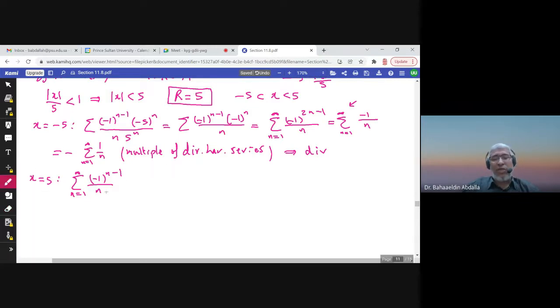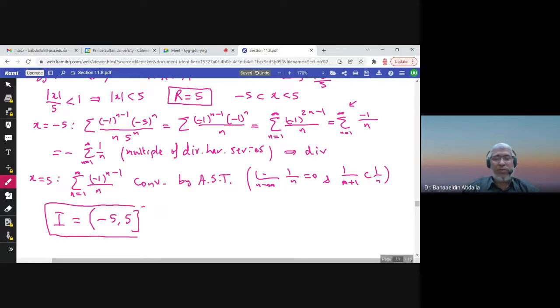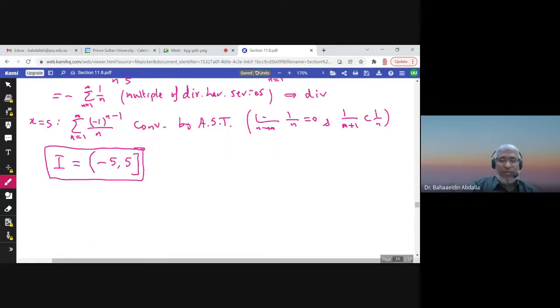Because this is an alternating series, it is convergent by the alternating series test, because the limit of 1 over n when n goes to infinity is 0, and 1 over n plus 1 is less than 1 over n, so it's decreasing. So the interval of convergence: at -5, the series is divergent, but at 5, the series is convergent. So this would be the interval of convergence.